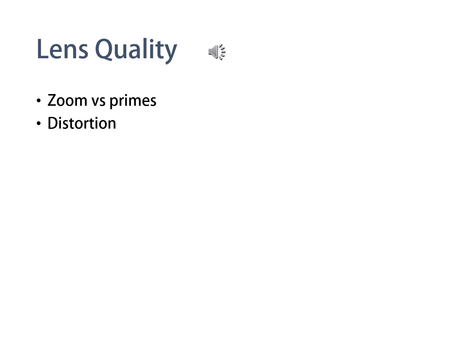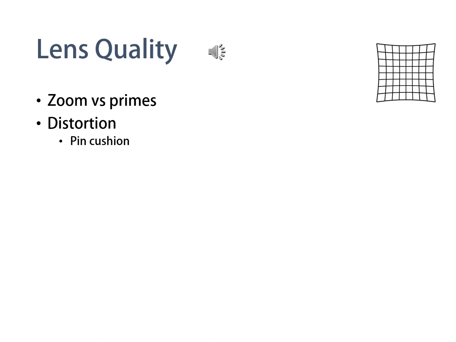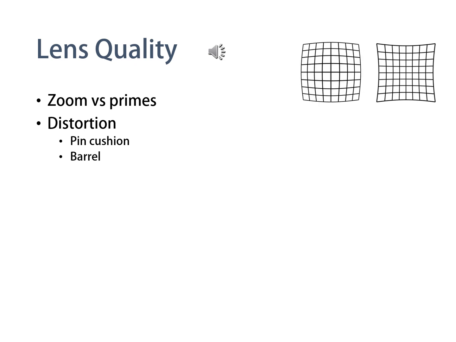In an ideal world, lenses should have no distortion. Longer lenses tend to suffer from pincushion distortion, where the middle of the lens is squeezed in. And wide-angle lenses tend to suffer from barrel distortion, where the middle of the lens bows outwards. A lens that has no distortion is called a rectilinear lens, where all the lines are parallel.